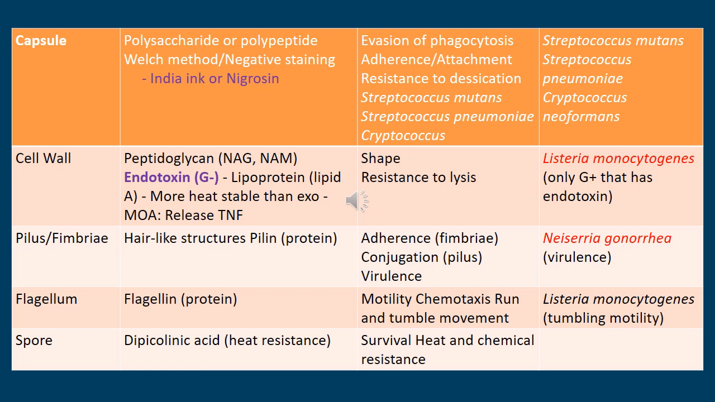So, take note that your Listeria monocytogenes, example natin yan, has a cell wall and it's the only gram-positive that has endotoxin. So, tandaan that your Listeria monocytogenes is the only gram-positive that has your endotoxin. When it comes to endotoxin, that is what we call lipoprotein, lipid A, which makes the bacteria more heat stable than that of your exotoxin na tinatawag natin. Its mechanism would be the release of your TNF.